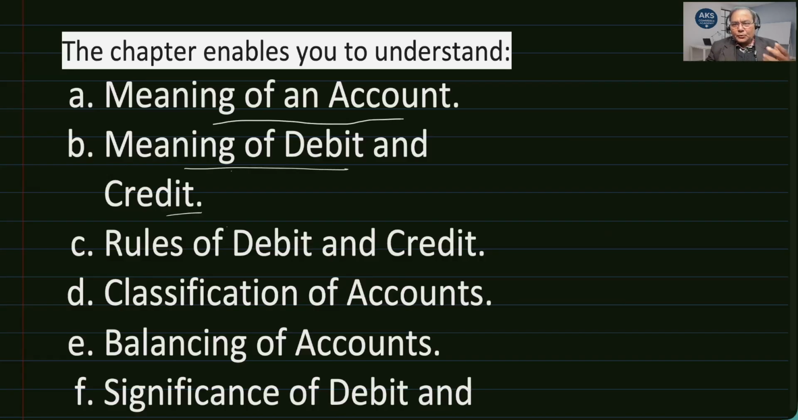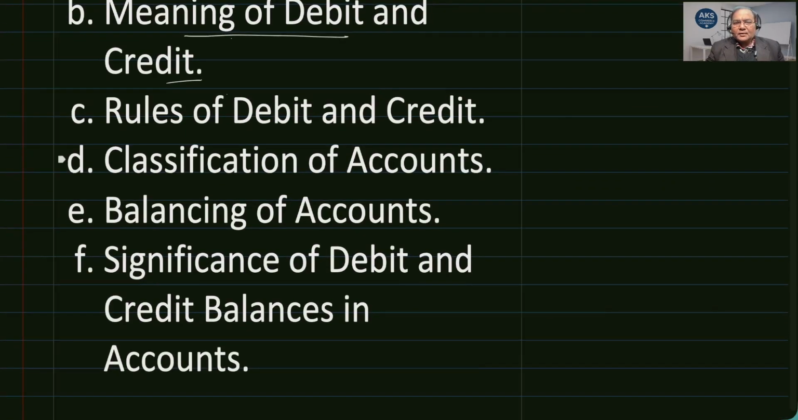Now, what do you mean by it? If you need to explain it in one sentence or so, you will understand this. Rules of debit and credit: what are the rules that are associated with debit and credit? Classification of accounts: how the accounts are classified, and in order to decide what rule is applicable there, which depends upon the classification of the account.